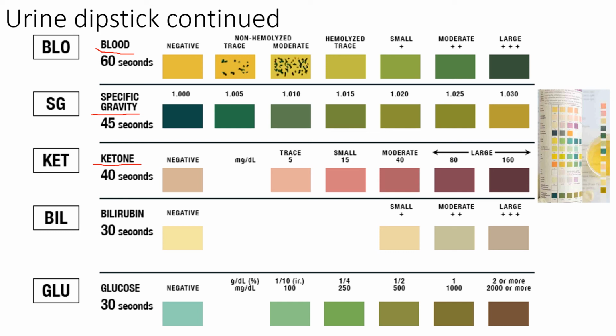Bilirubin, okay, this is made in your liver, and again it can be a sign of breakdown of red blood cells. And glucose, again, this is not normally found in the urine, and if you do see it, your patient may have diabetes.